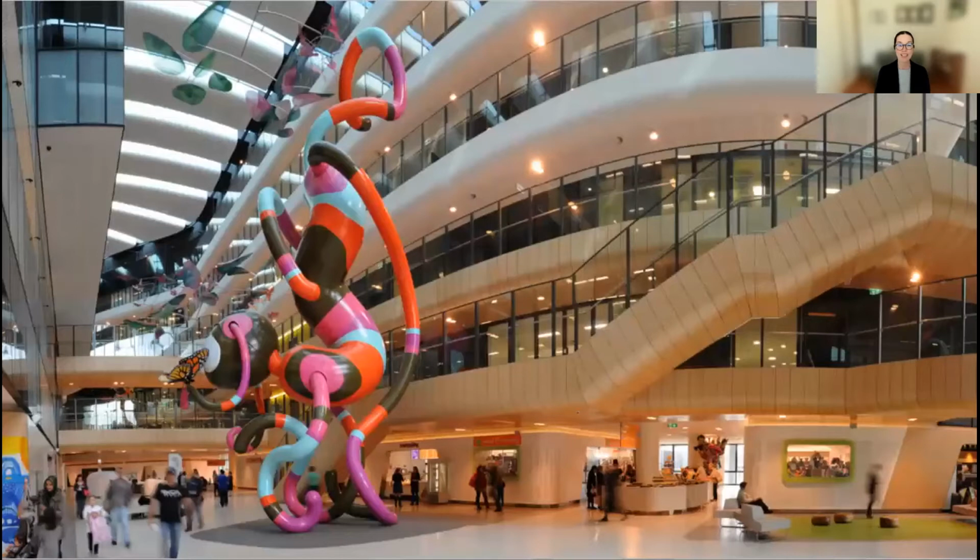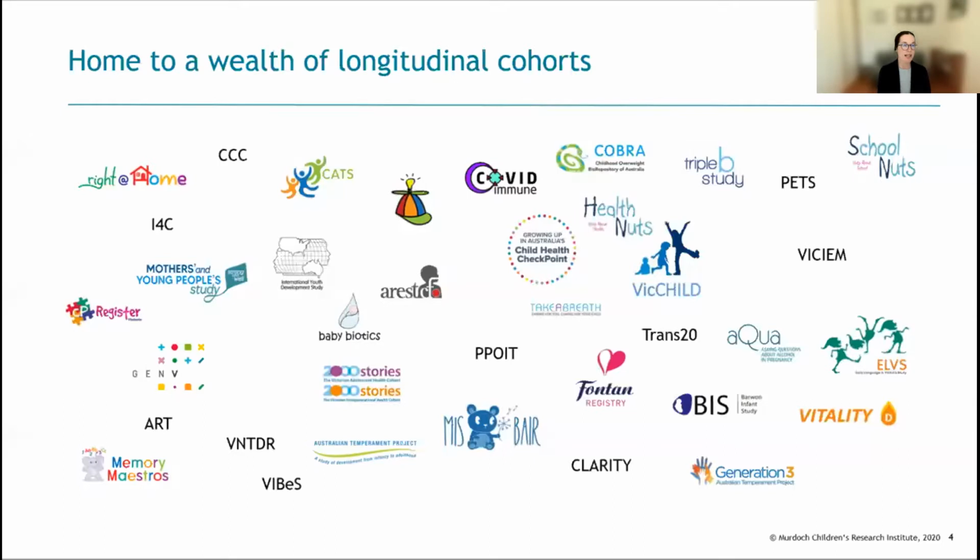So for anyone not familiar with the Murdoch Children's Research Institute, we're based at the Royal Children's Hospital in Melbourne, a really incredible building to come and take a look at if you're ever in the neighbourhood. And the RCH campus happens to be home to a very large hub of longitudinal cohort studies. So those studies that are following the same children and adolescents as they develop and mature over time.